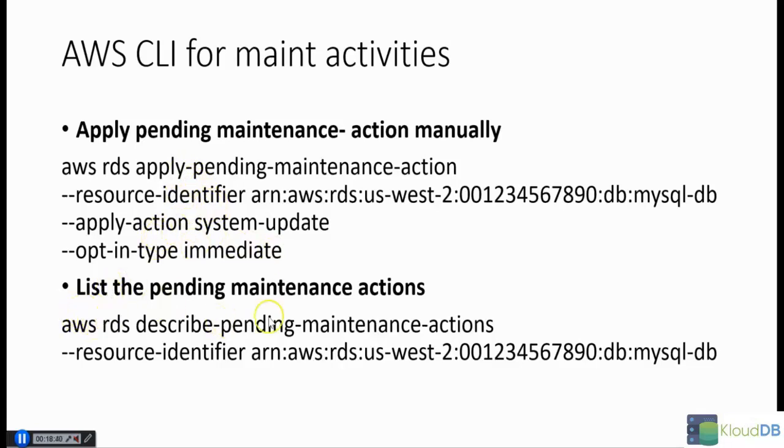Also, you want to list the pending maintenance actions. Let's say every so often you want to check. Let's say you are managing 30 to 40 RDS instances. You cannot go back and check all 30 to 40 instances via the console to see if there is an upcoming maintenance. Instead, you can use a command like this, just to see if there's a pending maintenance action, and then take action accordingly.